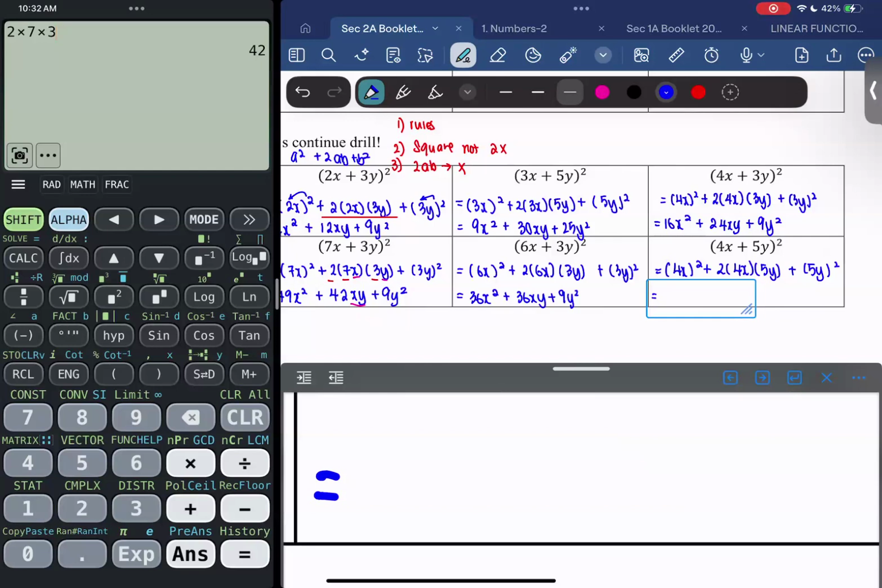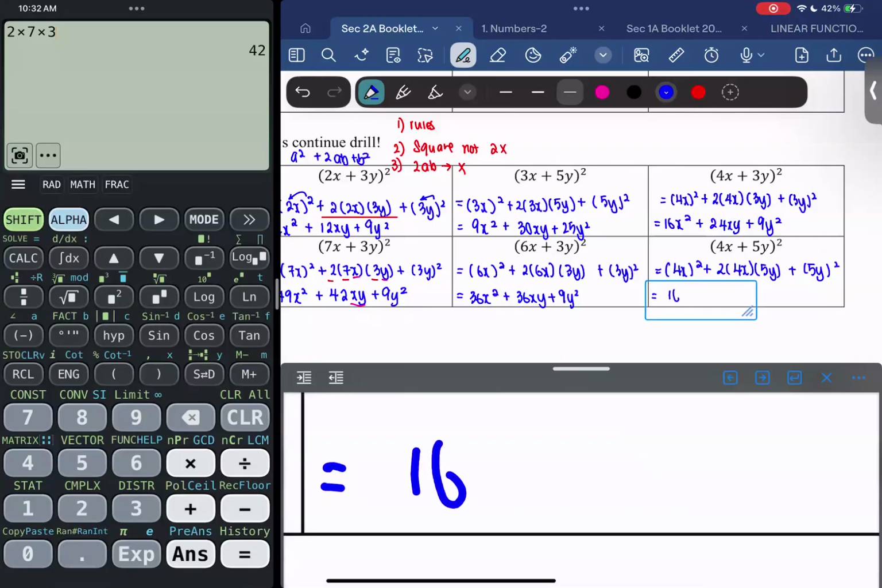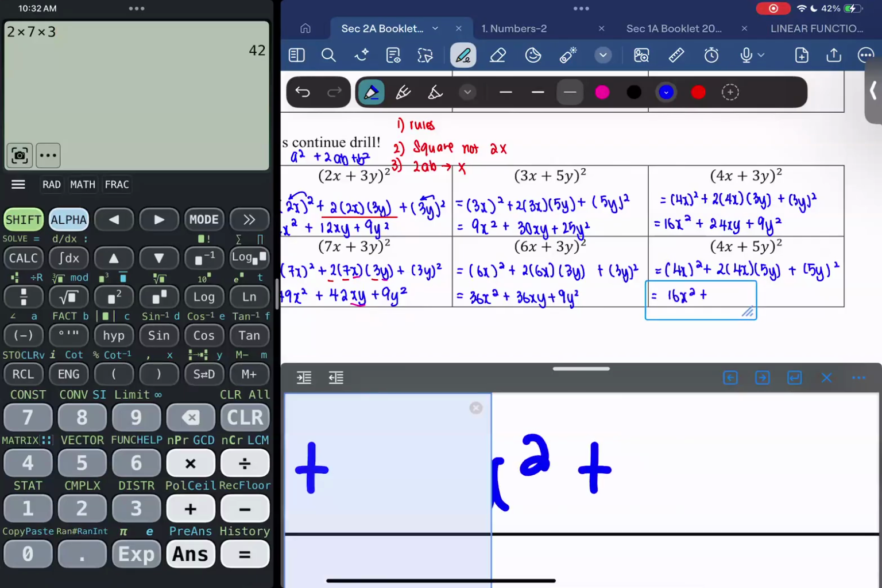Are you almost done typing? Almost done? Okay, yeah. 16x squared plus... what about the second one? Okay.